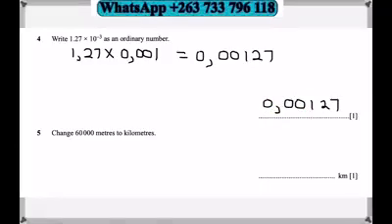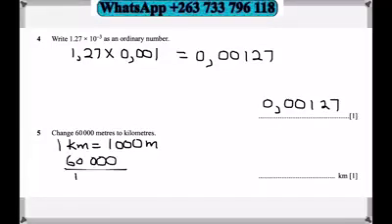Then number 5, change 60,000 meters to kilometers. We know that there are 1,000 meters in a kilometer. So to find kilometers, we divide our value in meters by 1,000. So 60,000 divided by 1,000, this is 60 kilometers.